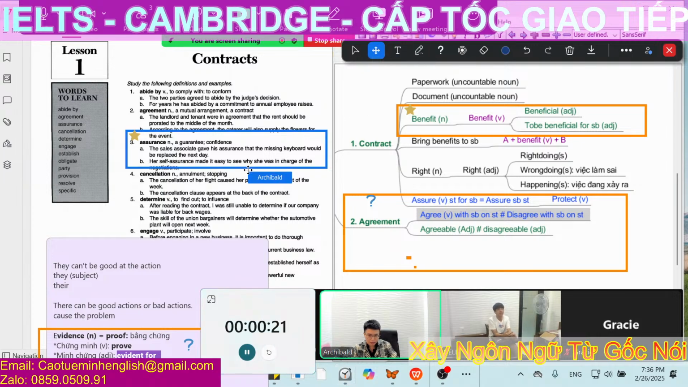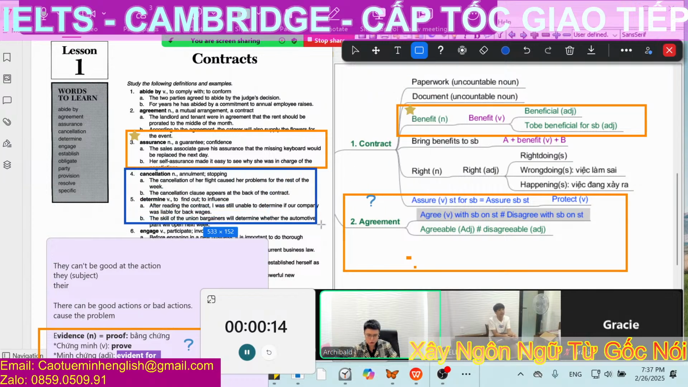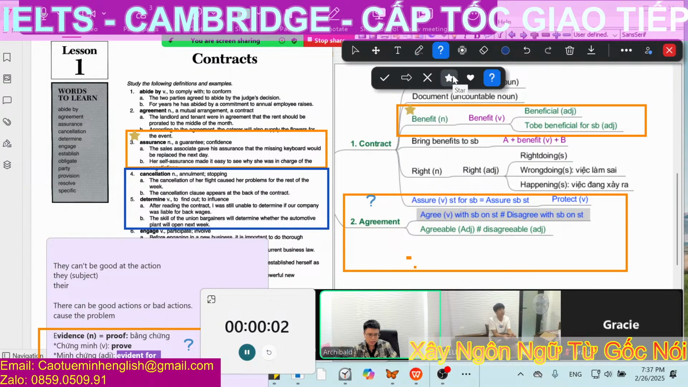All right. So here, once I come up with a case, I have to choose the vocabulary. So we have 4 and 5 together, guys. The first word is the first star. Please look at this. We have a star here. Benefit, assurance, assure, cancellation, determine, disagreeable. These are the words that we have to practice. All right. So let's go.